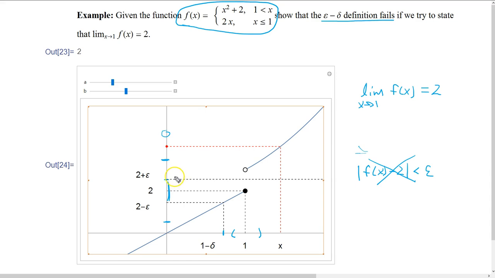So this illustrates why we use that epsilon-delta definition, because it works when we want it to work, and this example illustrates how it can fail when we want it to fail. We don't want it to work in this case. Now let's take a look at actually working some problems with this epsilon-delta limit definition.